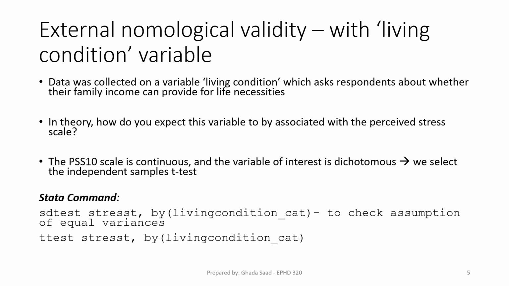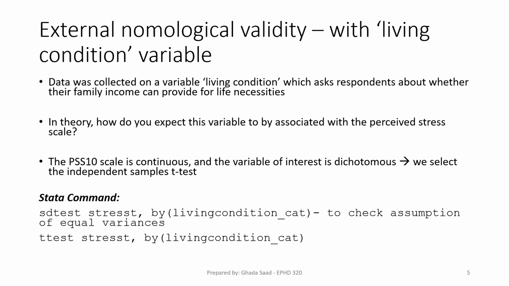We can also measure the external validity by comparing our scale to a variable rather than to another scale, such as the GHQ. So in this case, we will compare it to a variable which collects data on living conditions. It asks about the ability of the family income to cover necessities. Therefore, respondents who have poorer living conditions should exhibit signs of higher perceived stress. To test this, we will use the independent sample t-test.